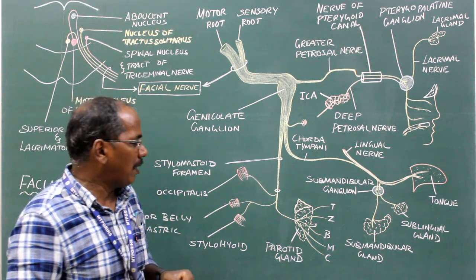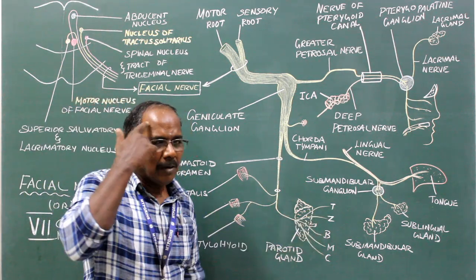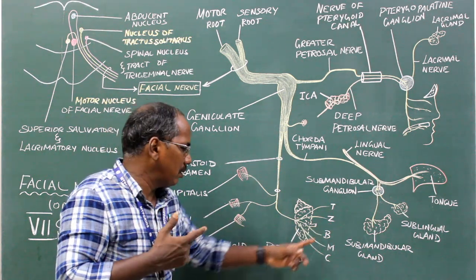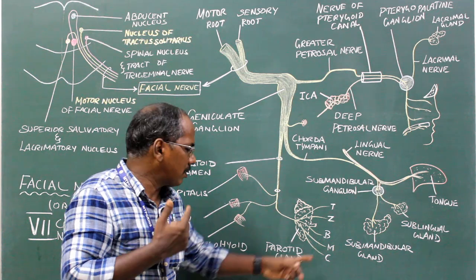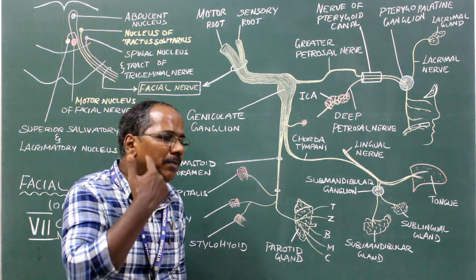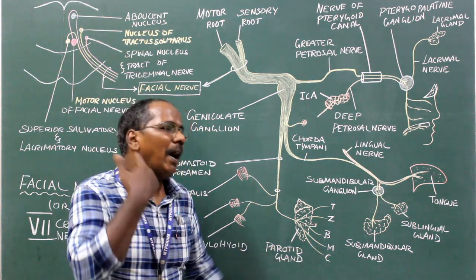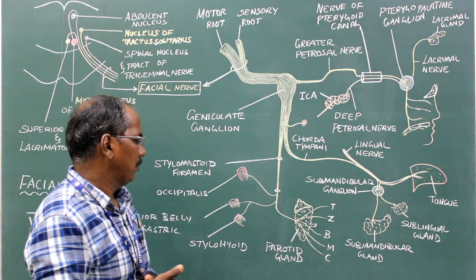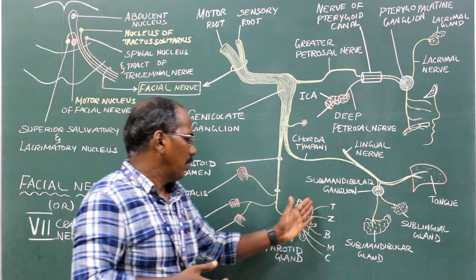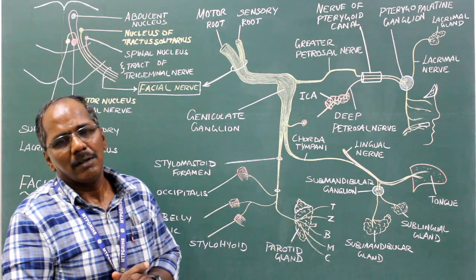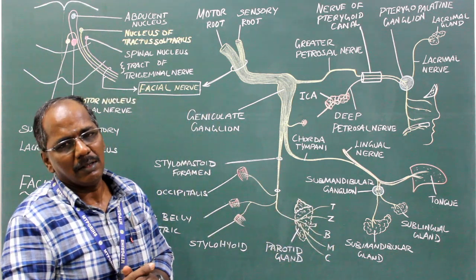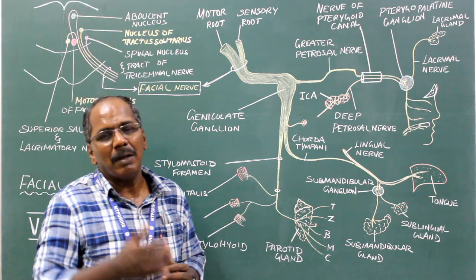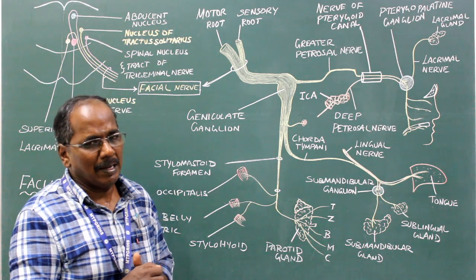The 5 terminal branches are temporal branch, zygomatic branch, buccal branch, marginal mandibular branch and cervical branch. These supply the muscles of facial expression, including the frontal belly of occipitofrontalis.